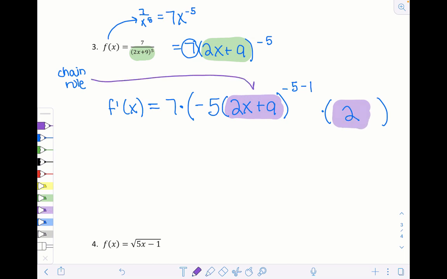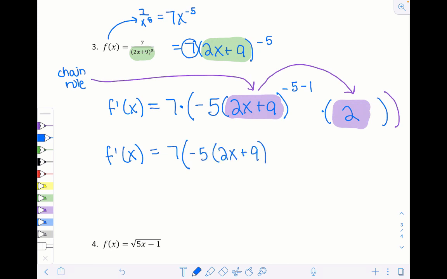So this is kind of where I wanted to emphasize it. That's where we're using the chain rule. So let me try and rewrite this a little bit. So the derivative is equal to 7, and then in here we've got negative 5 times 2x plus 9 to the negative 6 times 2.